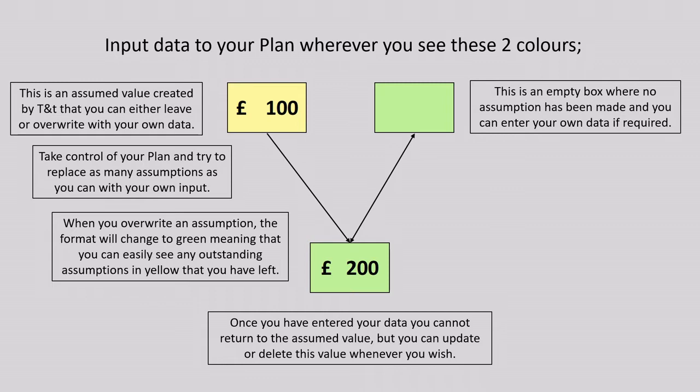Once the box has changed from yellow to green, you are now in control of that value and you can't return to the original assumed values unless or until you start a new plan. Hopefully that's all clear. This summary chart is available in the help library if you need a reminder.